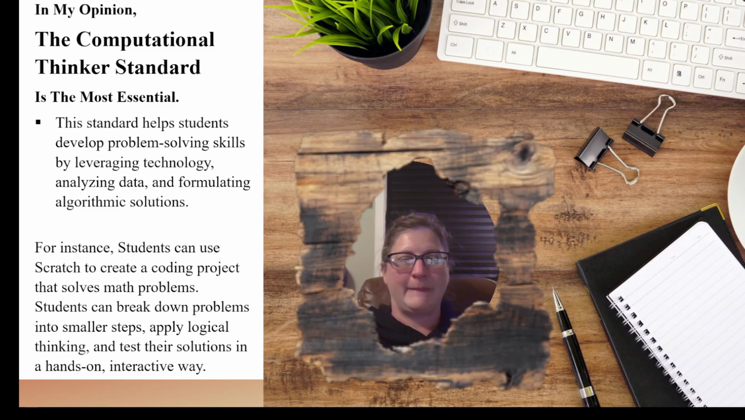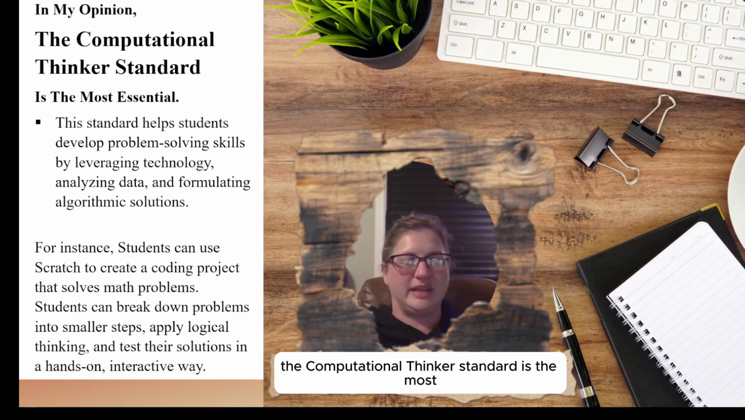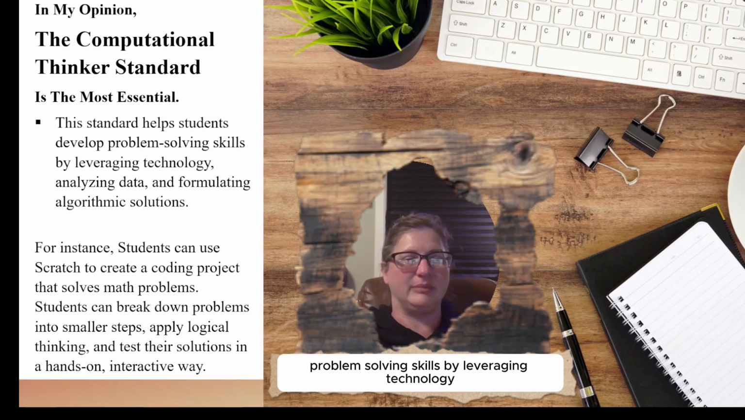Shifting our focus to the future, we must consider which ISTE standard is the most crucial for preparing students for an evolving digital world. In my opinion, the Computational Thinker Standard is the most essential. This standard helps students develop problem-solving skills by leveraging technology, analyzing data, and formulating algorithmic solutions.